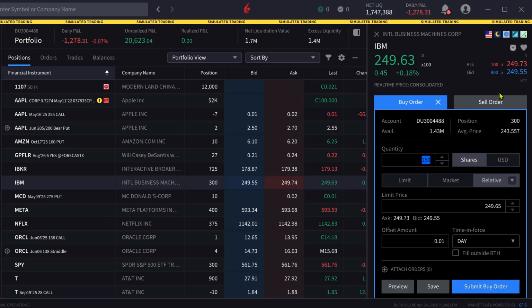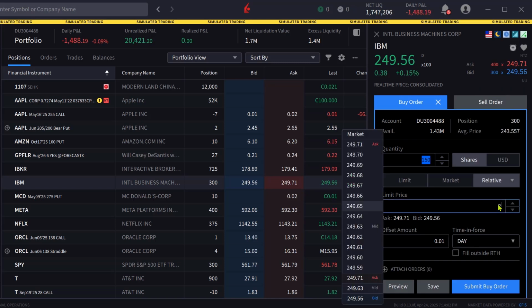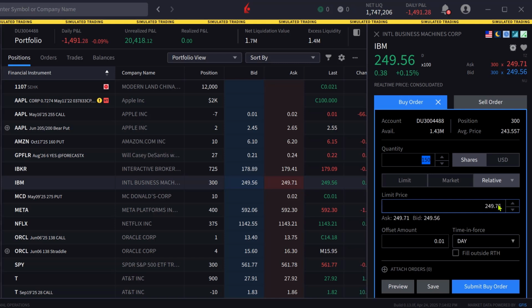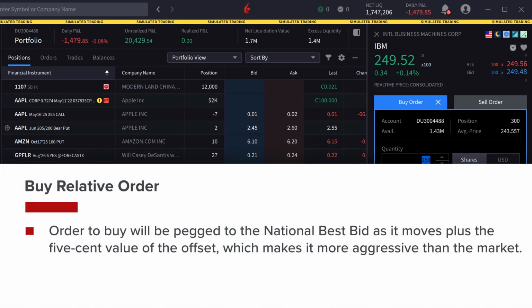The investor first sets a limit price to an amount above which they do not want the order to execute. Next, they enter an offset amount. In this example, 5 cents. This means that the order to buy will be pegged to the national best bid as it moves, plus the 5-cent value of the offset, which makes it more aggressive than the market, so more likely to fill.